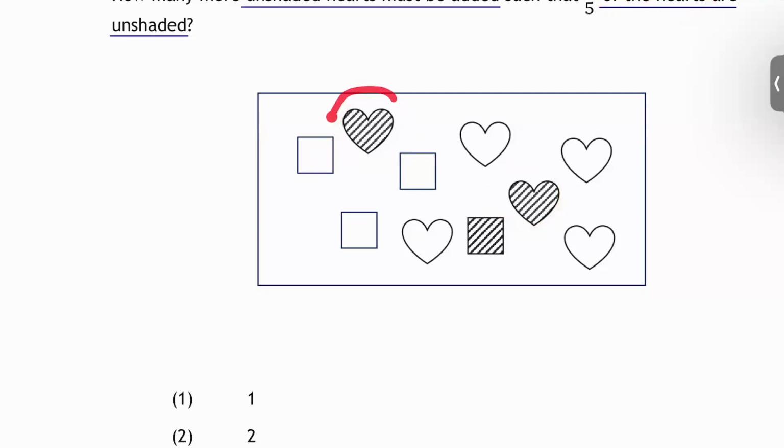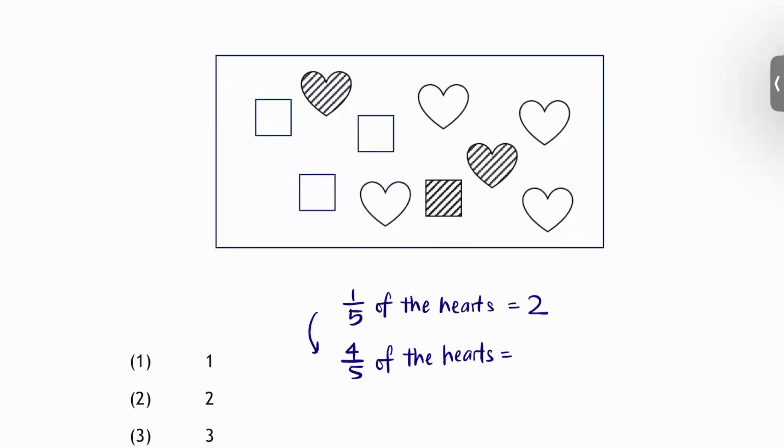So if you look at this, these 2 hearts, this represents 1/5. Okay, so 1/5 of the hearts are going to be shaded. So 1/5 of the hearts will be 2 hearts. So if we are trying to find 4/5 of the hearts, from 1/5 to 4/5, we multiply by 4. That means we need to have a target of 8 hearts. But right now, there are 4 hearts. To make them 8, we need to draw another 4 more unshaded hearts.